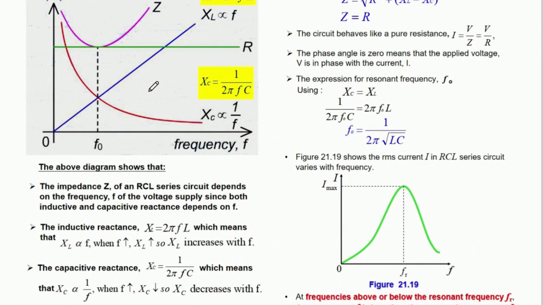Figure 21.9 shows the RMS current I in an RLC circuit varying with frequency. This one is if we want to look at the relationship between RMS current and frequency. At frequency above or below the resonant frequency fR, the RMS current I is less than the maximum RMS current I max, as shown in the figure above.